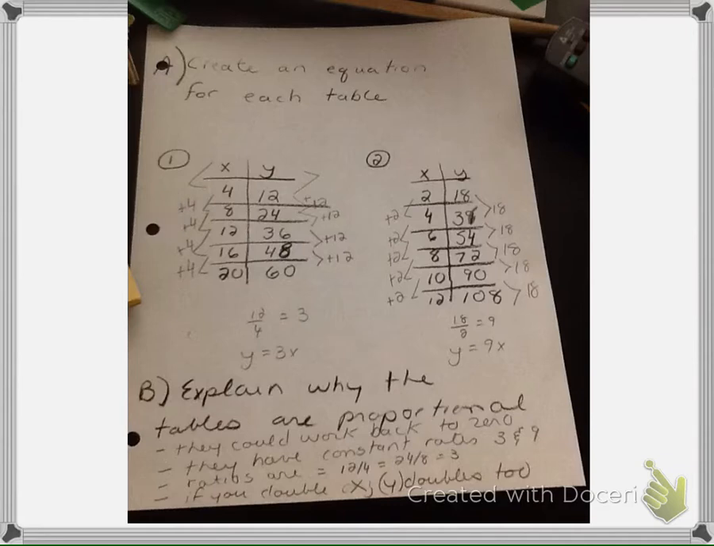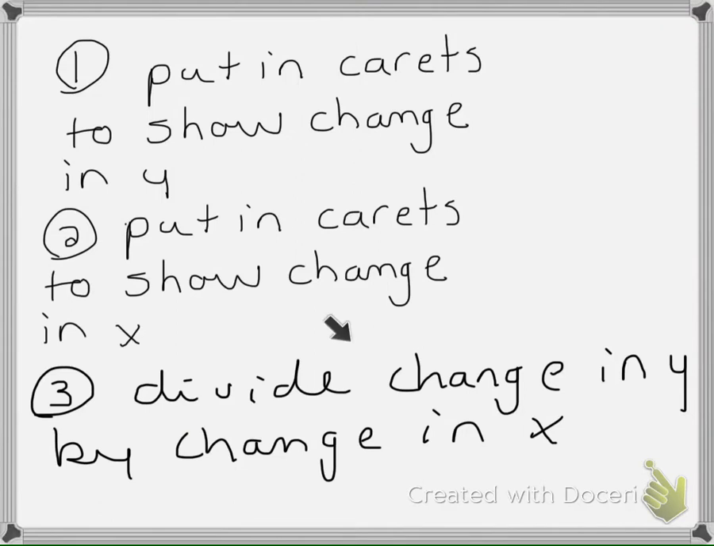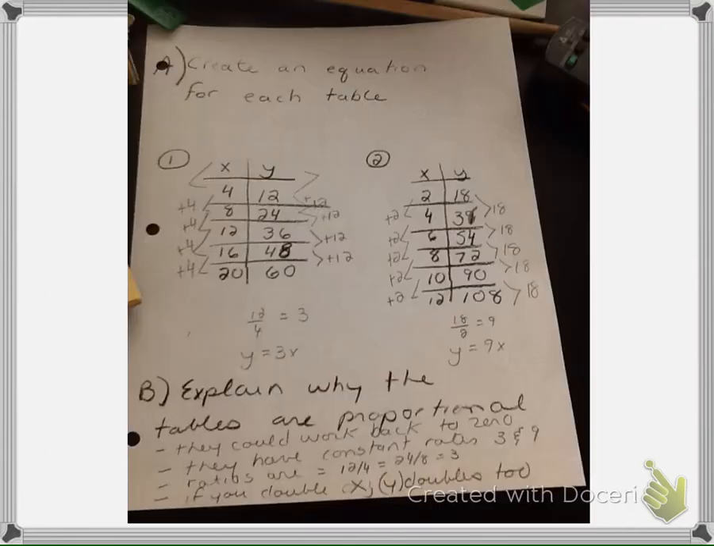Now I have to divide. I'm on step 3 now. I have to divide the change in y carets by the change in x carets. So I'm taking this 12, because all the change in y carets were 12. I'm taking 12, and I'm dividing it by, the line means divide, 4, because all the change in x carets were 4. And 12 divided by 4 is 3. That means my equation is y equals 3x.